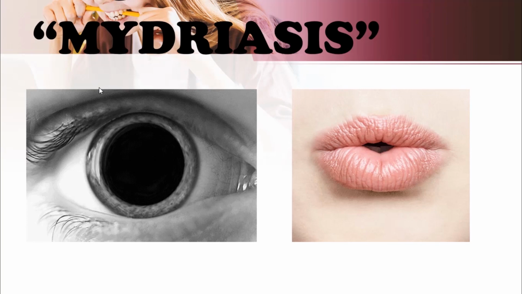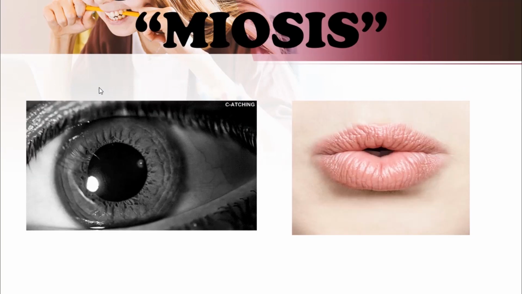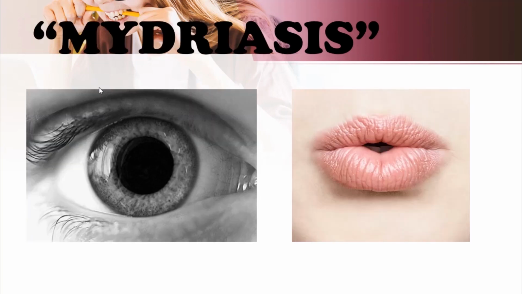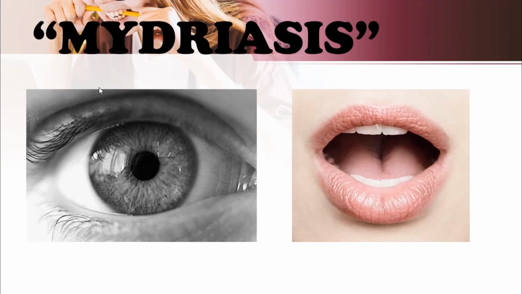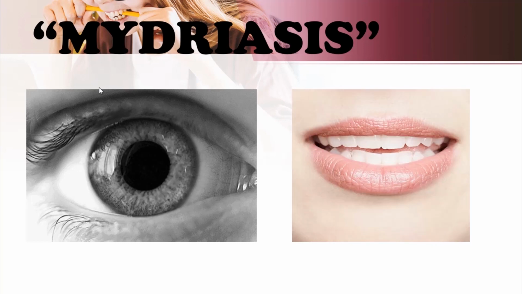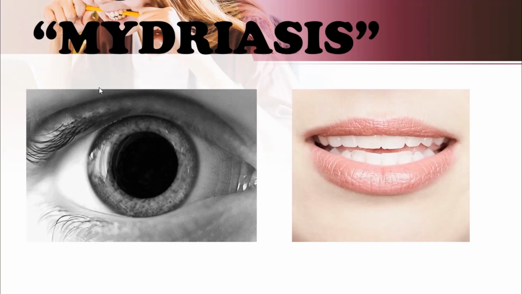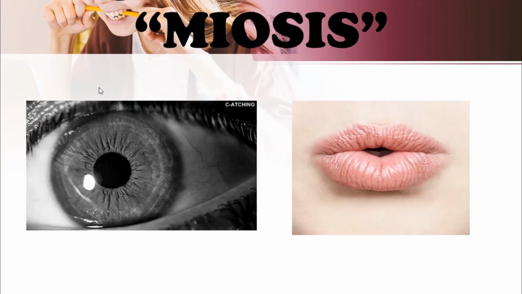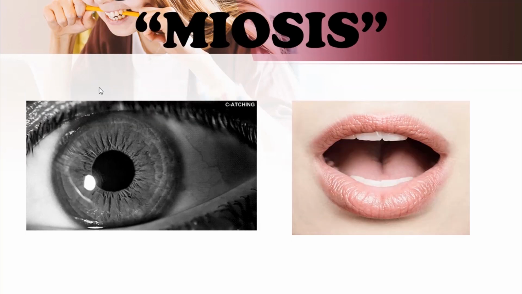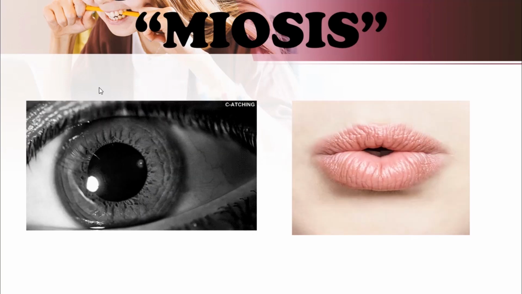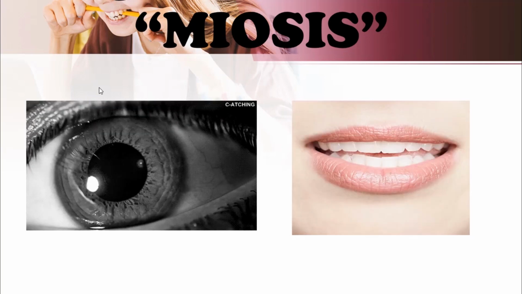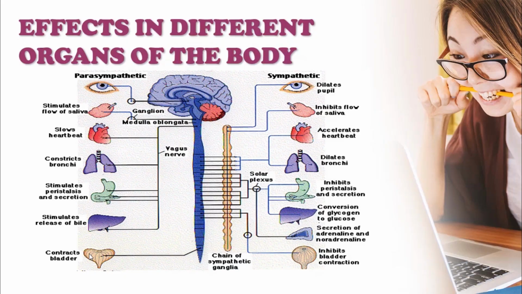So how will you know that mydriasis is dilation of the eye? How will you know that miosis is the constriction of the eye? It's just by looking at your mouth in the mirror and pronouncing mydriasis. When you pronounce mydriasis, there is a widening of your mouth. That means there is also a dilation of the pupil when it pertains to mydriasis. Next, how about miosis? You go again to the mirror and pronounce miosis. So what happens to your mouth? It becomes constricted, just like the pupil of the eye. So in miosis, there is a constriction of the pupil of the eye.